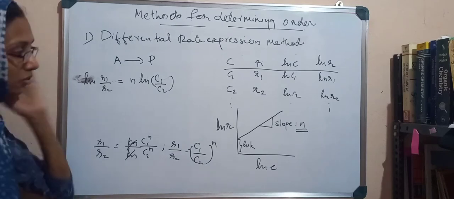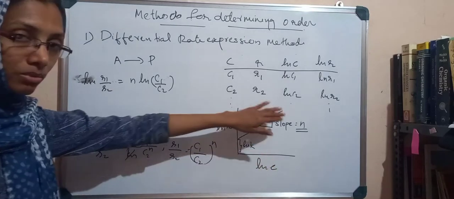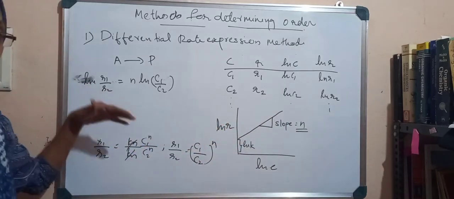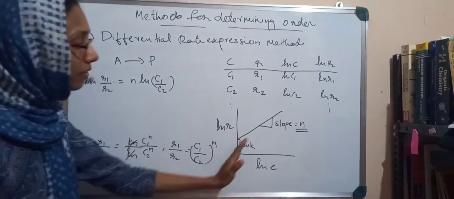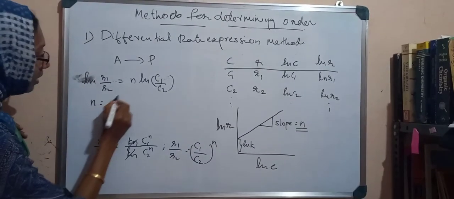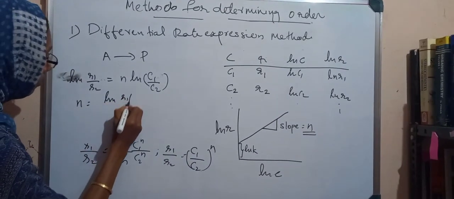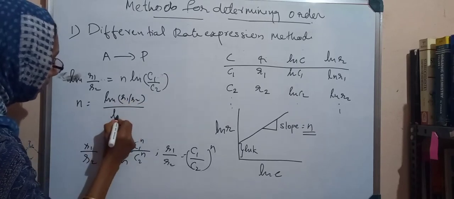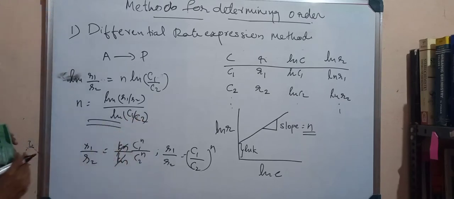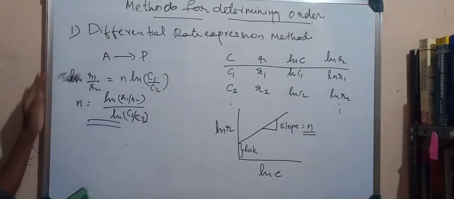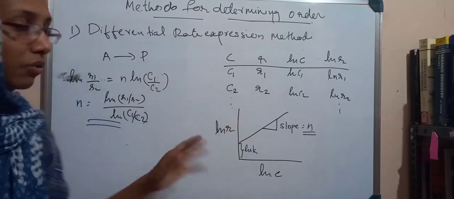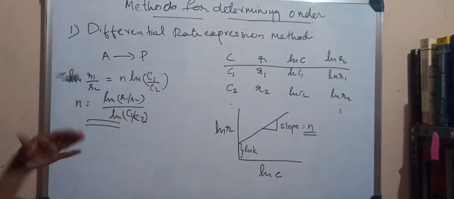The first method is a graphical method. This one is an analytical method. You can directly calculate the order of the reaction. Here n is equal to ln R1 by R2 divided by ln C1 by C2. This is the second, analytical method using the differential rate expression method. So using the differential rate expression method, we can calculate the order of reaction either graphically or analytically.